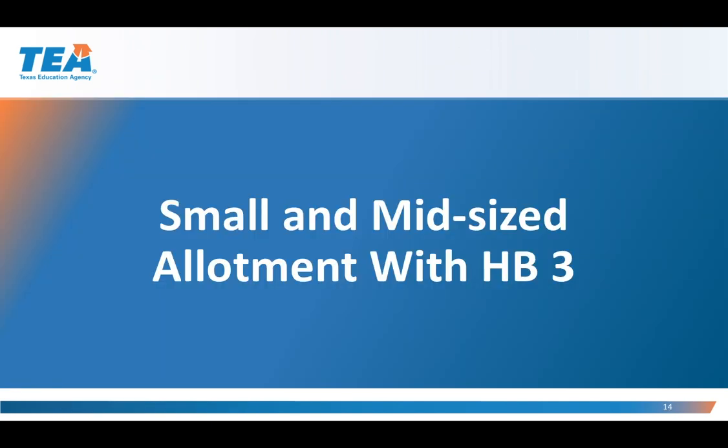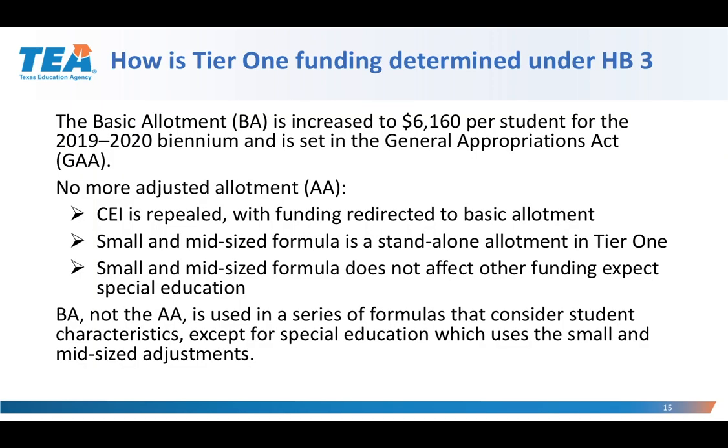Now we'll step through the small and mid-sized district allotment under HB 3. As a result of HB 3, a district's Tier 1 allotment is derived using an increased basic allotment of $6,160 per student and is no longer increased by certain district adjustments. Instead, the small or mid-sized allotment is provided as a separate allotment, and the small and mid-sized formula does not affect other funding except special education.